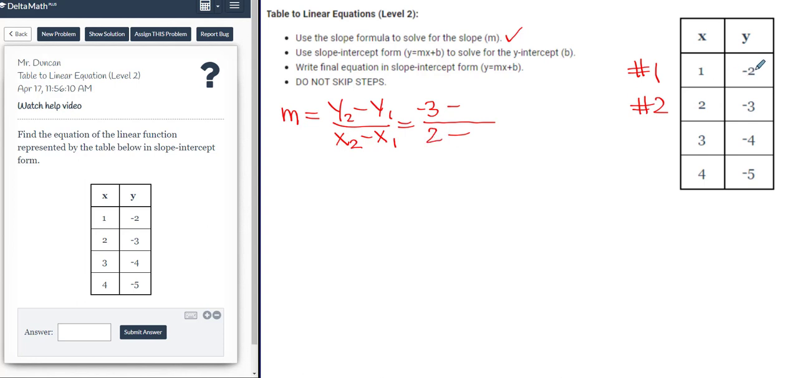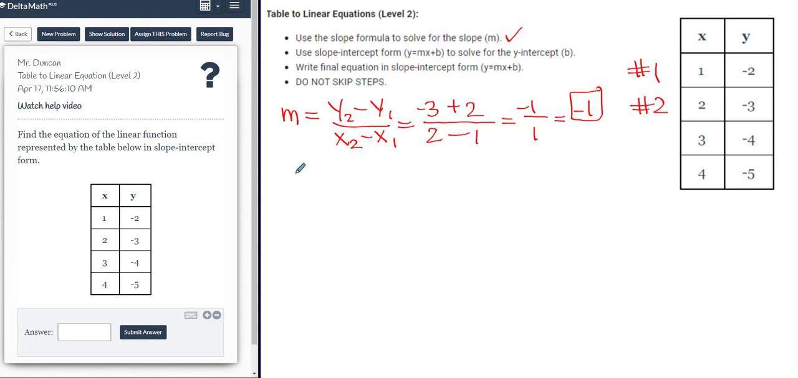In for my y sub 1 is negative 2, which is going to switch to a positive now. And then in goes the 1 with that negative 2. And that's going to stay negative. So I really have negative 3 plus 2, which is negative 1. And 2 minus 1 is 1. Negative 1 over 1 simplifies to negative 1. So our m value is negative 1.